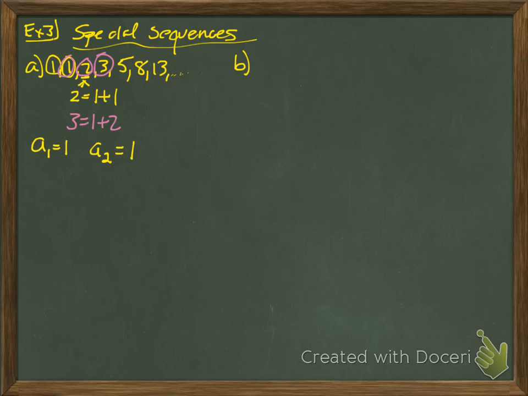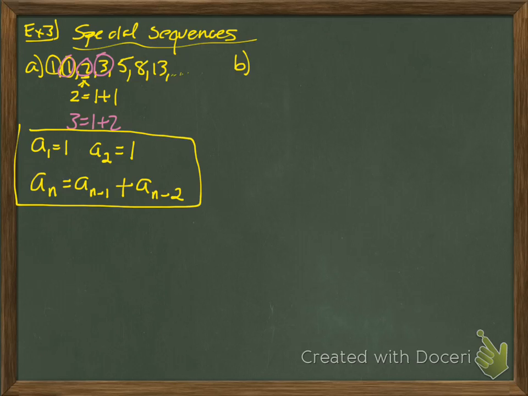We can define the nth term by adding together the two previous terms. So a sub n would be equal to its preceding term, a sub n minus 1, and then adding that to the preceding term for that, which would be a sub n minus 2. So those are going to be adding the two previous terms together.